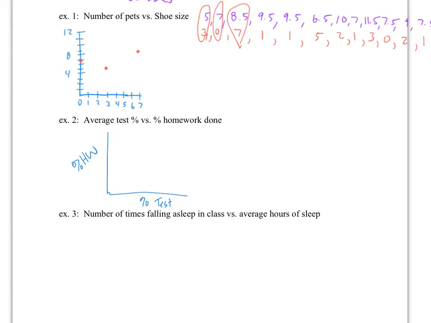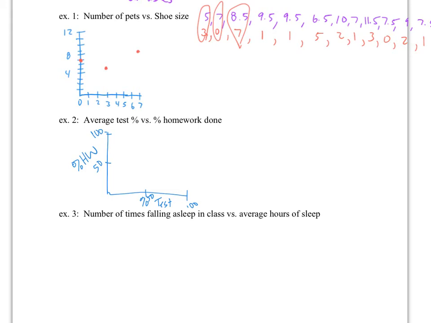And let's say 100% would be at the top of each of those. Halfway would be 50. And we're not going to put a lot of data on this one. What would you think? If you did more homework, do you feel like you'd have a better test score?